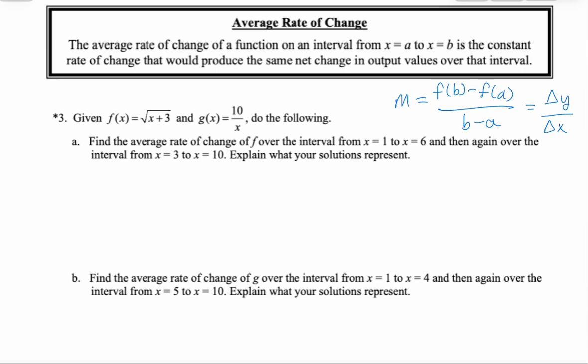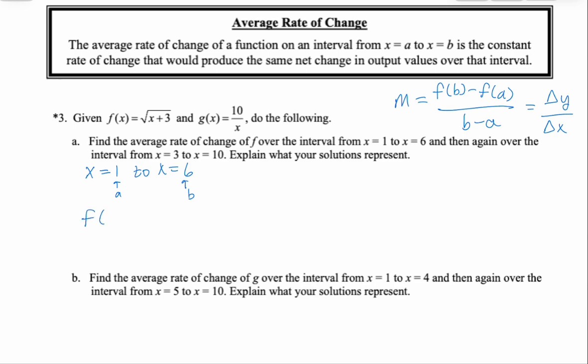So it says we have two functions, f and g. We want to find the average rate of change of f over the interval from 1 to 6, and then again over the interval from 3 to 10. Okay, so first let's do the first one. We're going to go from 1 to 6, so we're going to call this a, and this is b. Beginning and ending, x's should go from left to right. It should always be that, okay?